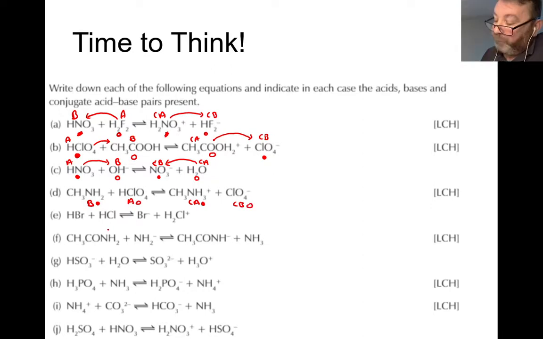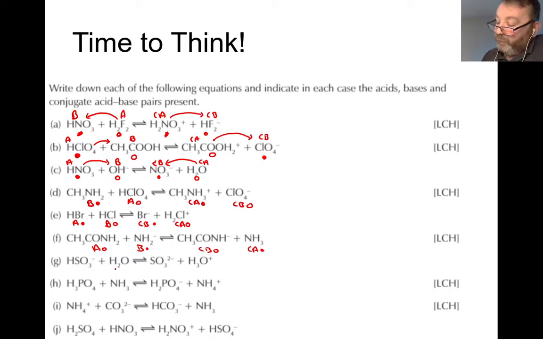The base with the conjugate acid and the acid with the conjugate base. Okay, this one, acid, base, conjugate acid, conjugate base. Okay, and you can see your pairs again, the acid with the conjugate base and the base with the conjugate acid. Next one, that's the acid, that's the base. This one here, having picked up the proton, is the conjugate acid and the conjugate base. So acids with conjugate bases and bases with conjugate acids.